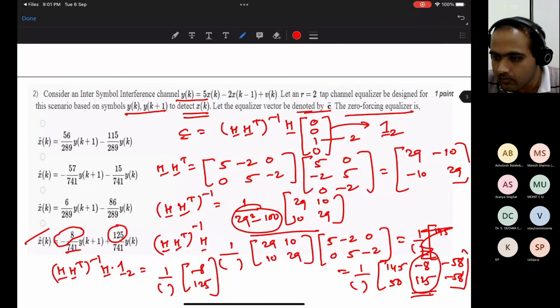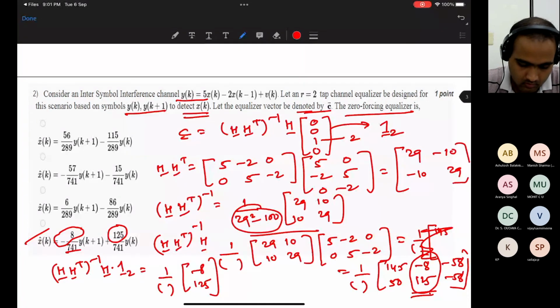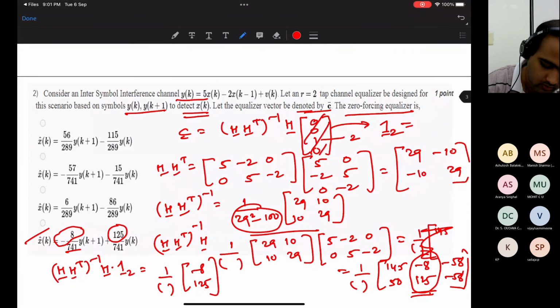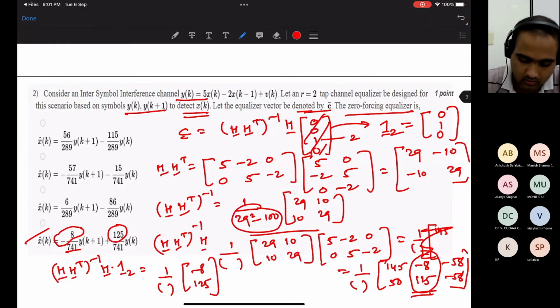Here I2 would be 0, 1, 0 only, because only two they are taking, like yk and yk plus 1, not yk plus 3. R is 2 here only. Right. Okay. So it would be 0, 1, 0 only. Thank you for the observation. But that does not change the result. The calculation would be correct because we have taken the middle column only. Thank you for pointing it out.